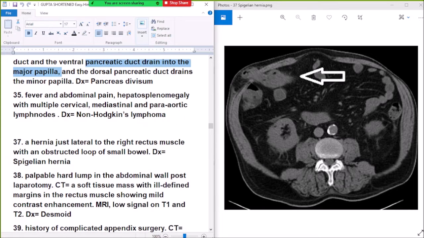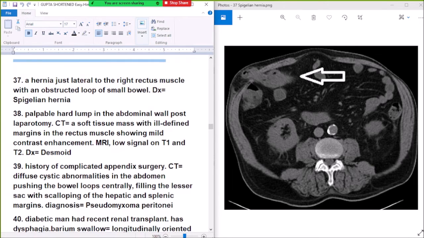Question number 35. Fever and abdominal pain, hepatosplenomegaly with multiple cervical, mediastinal, and parotid lymph nodes. Diagnosis: lymphoma. Now, the hint is hepatosplenomegaly with multiple cervical, mediastinal, and parotid lymph nodes, diagnosis lymphoma.